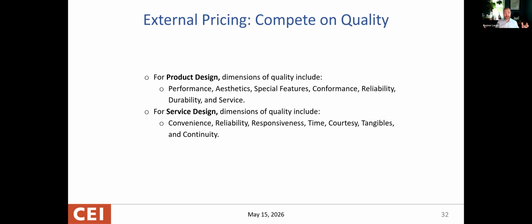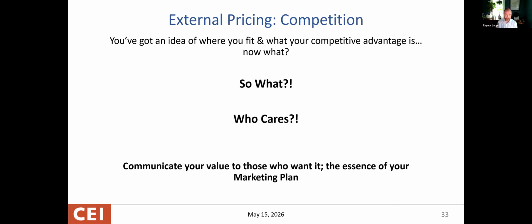Are all of those things supporting and restating your qualitative value proposition? We're going to dig more into marketing and we'll get to pricing, don't worry. But marketing is the communication of value to the people who need to hear it, right?